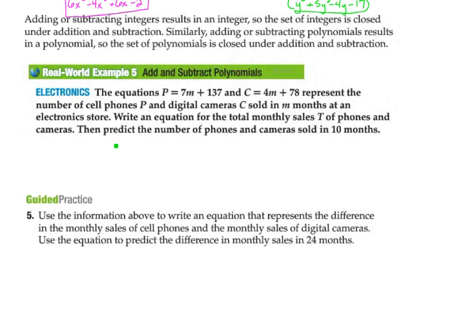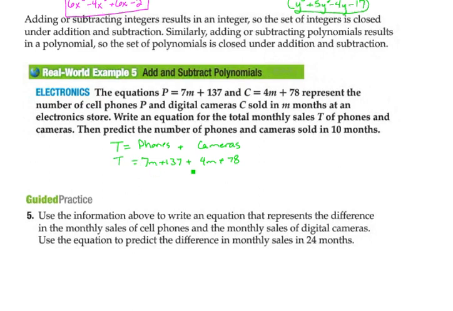So we want our total sales to equal our phones and our cameras. Okay, so together. So I'm going to put a plus here. I'm going to go back up here. P deals with cell phones. So I understand this piece is 7m plus 137. I'm adding that to my cameras, which is 4m plus 78. And I know that that is my total monthly sale.